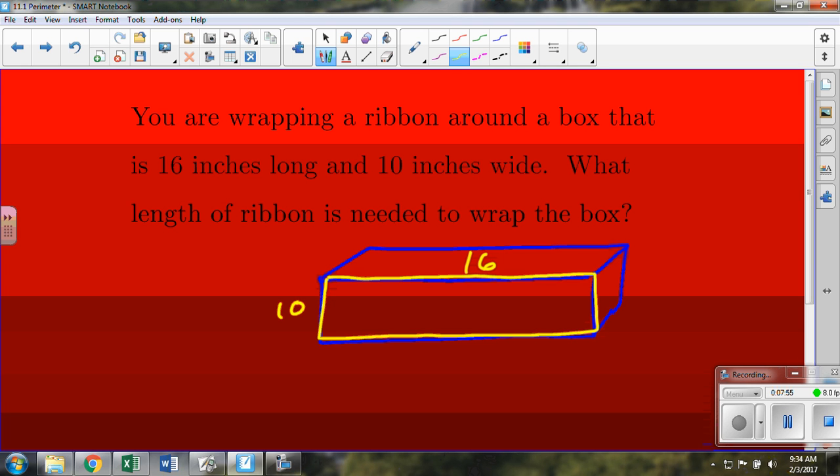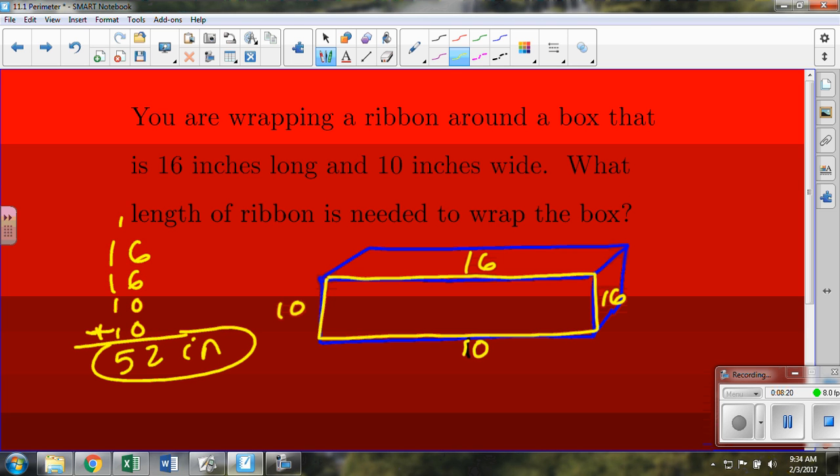That'd be 16 and 10. 16 and 10. Just add all 4 together. 16 plus 16 plus 10 plus 10 gives you 52. You would need 52 inches of ribbon to be able to wrap around this box. A little bit over 4 feet.